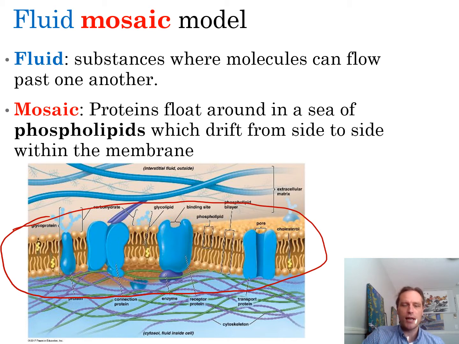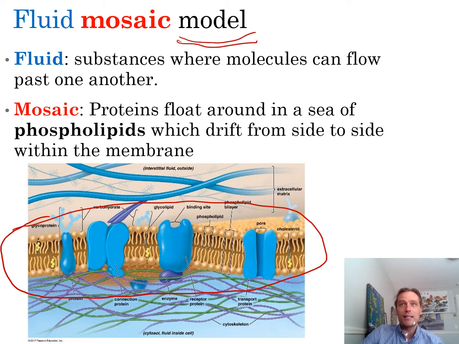Mosaic. We say mosaic because it's a mixture of a whole bunch of different things. Mostly we mean proteins. Proteins will float around in a sea of phospholipids, the sea of phospholipids that make up the cell membrane, and they can drift from side to side within the membrane. Some of these are also held in place by the cytoskeleton. More on that later. Last word here, model.